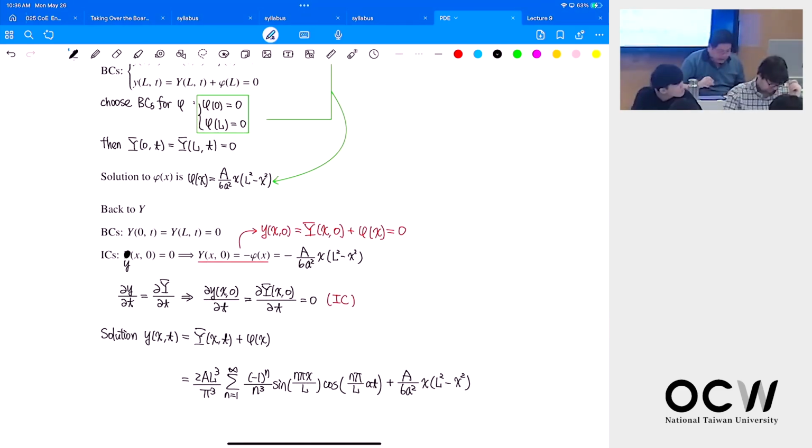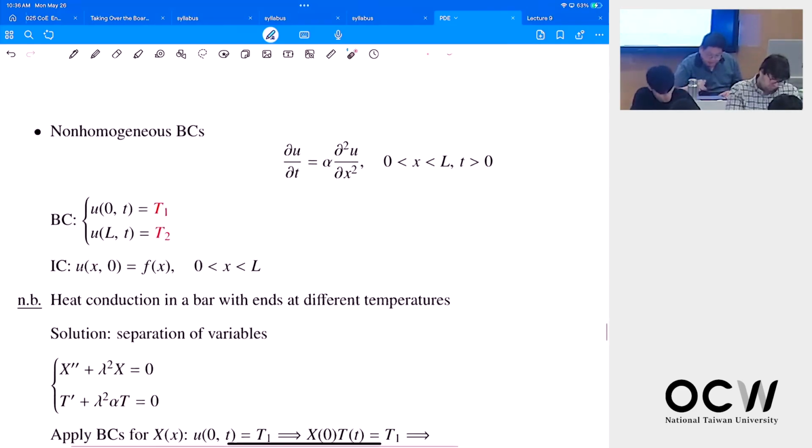Alright, that is the non-homogeneous equation. Next, let's see the non-homogeneous boundary conditions. In the past, we have boundary conditions like at the boundary we have 0, then it'll be easier to find a solution. But now, if I have the boundaries at 0, that's T1. At L, another boundary, I have T2. They are not 0. And we still have an initial condition.